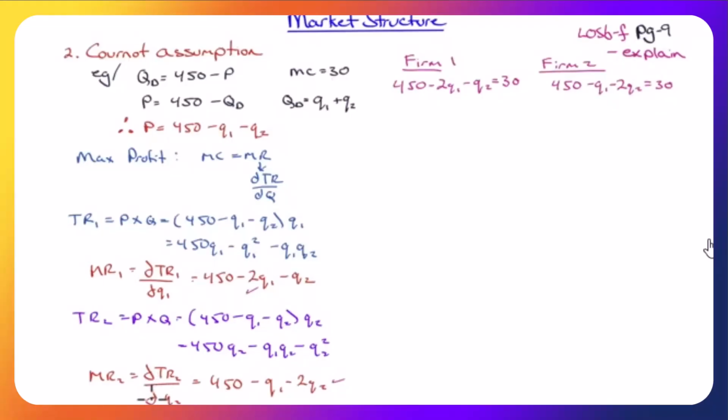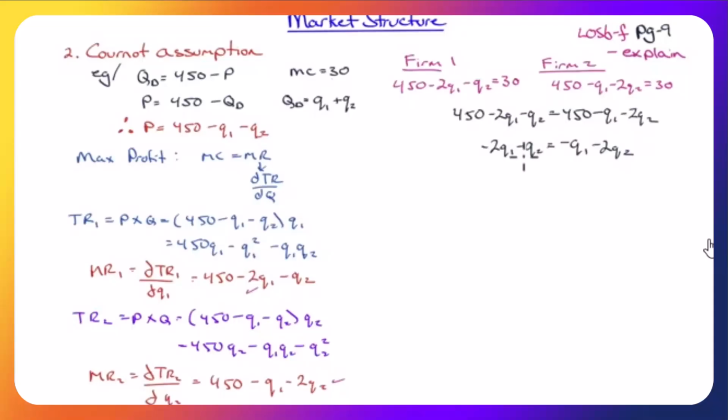Well, we can see that these both equal 30. We have 30 here and 30 here, so we can simply just equate them together. 450 minus 2Q1 minus Q2 would equal 450 minus Q1 minus 2Q2. I think you can see the 450s cancel out. We're left with negative 2Q1 minus Q2 equals negative Q1 minus 2Q2. And we'll just bring the Q1 over to this side.